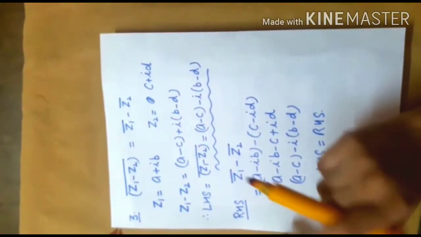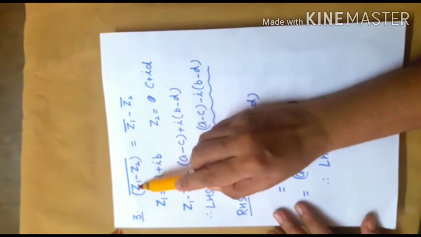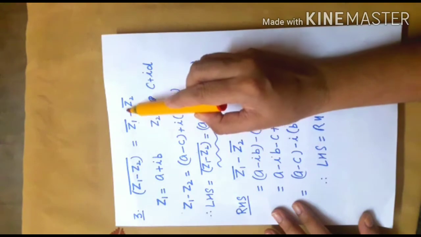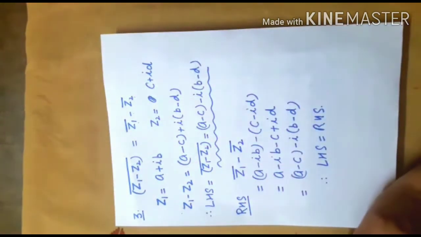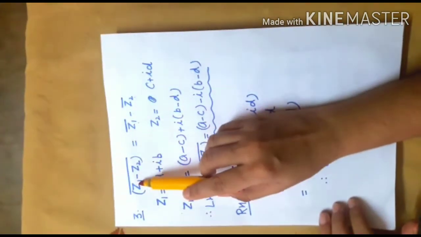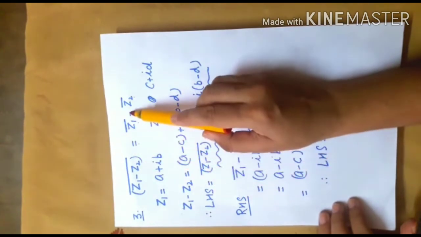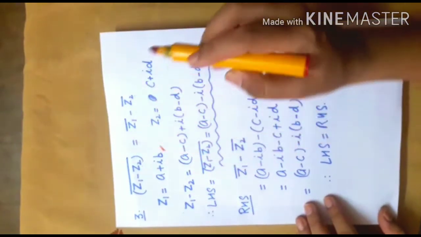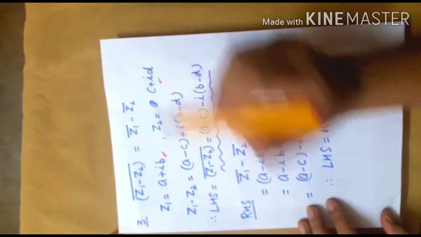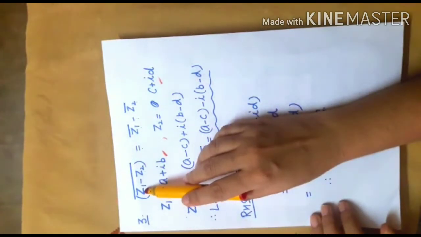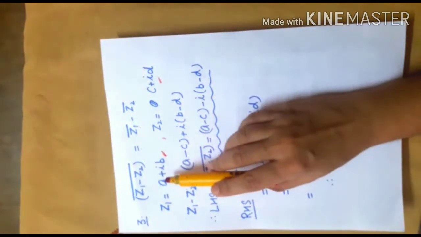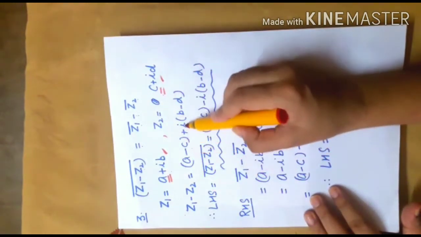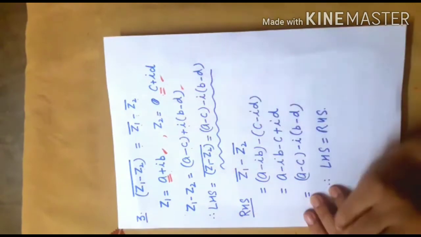The next property is conjugate of z1 minus z2 is equal to conjugate of z1 minus conjugate of z2. That is, the conjugate of the difference is equal to the difference of the conjugates. z1 is a plus iota b, z2 is c plus iota d. First I'll find z1 minus z2. So z1 minus z2 will be a minus c plus iota times b minus d.